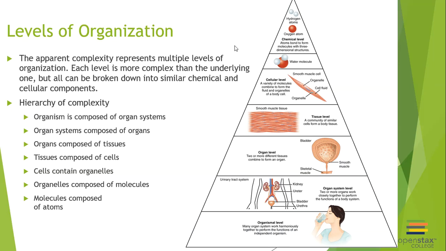You can see a hierarchy here in this little pyramid, but basically what I need you to know is, as we go through it from most general to most specific, is that organisms are composed of organ systems, organ systems composed of organs, organs composed of tissues, tissues composed of cells, cells contain organelles, organelles are composed of molecules, and then molecules are composed of atoms, and that will be a test question.